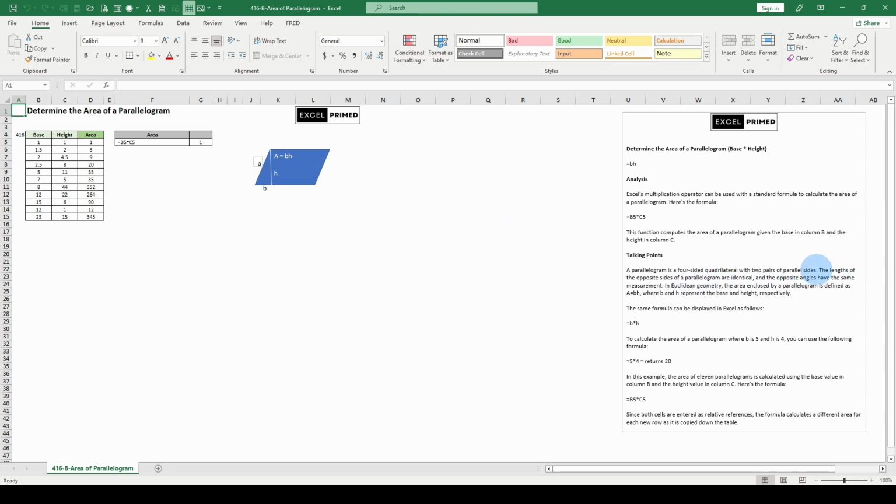Quadrilateral. The lengths of the opposite sides of a parallelogram are identical, and the opposite angles have the same measurement in Euclidean geometry. You remember geometry? No. The area enclosed by a parallelogram is defined as area equals B times H. If you need to brush up on this, well, bust out your geometry book.